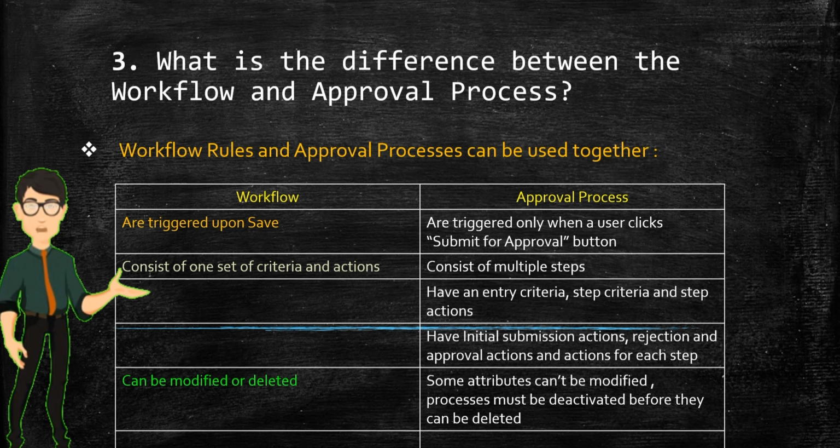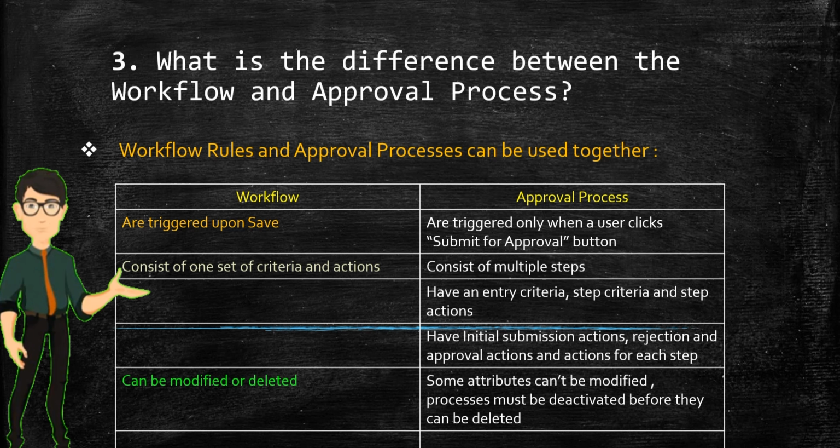Suppose you have an account object, and when you open a record of any account, you will see at the top a button that is submit for approval. When you click on submit for approval and save, it will fire an approval process. But in the workflow, suppose you have to modify a record or change a record on creation of a record, then workflow rules will be fired.